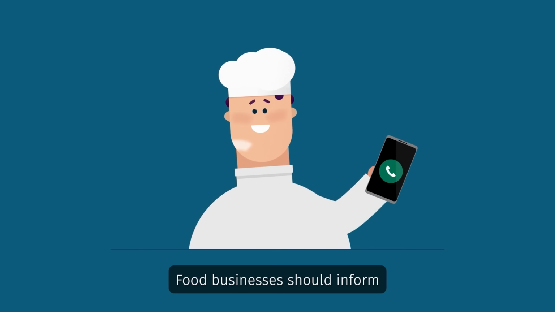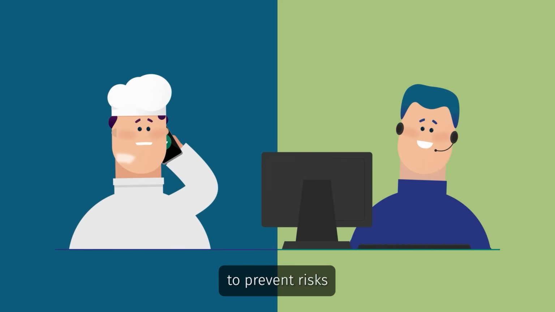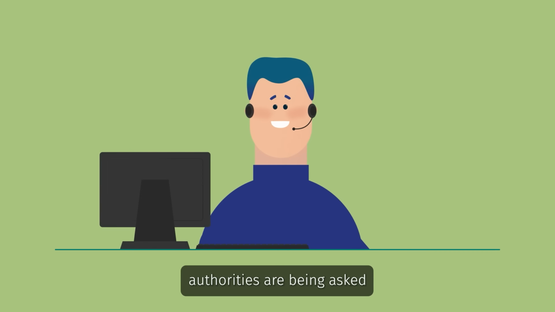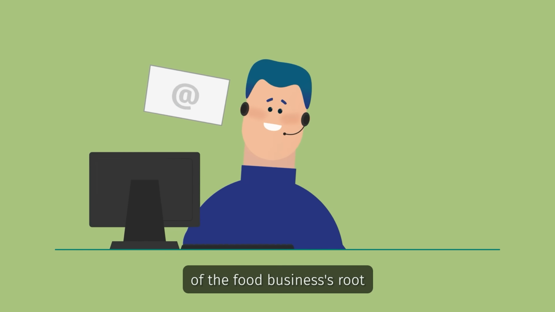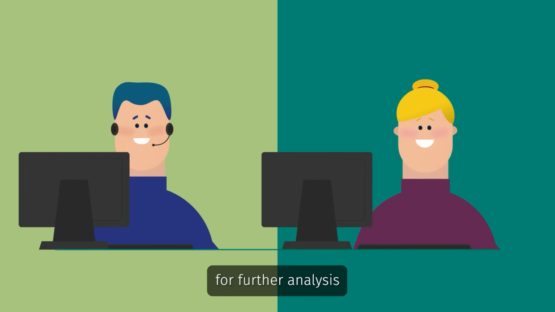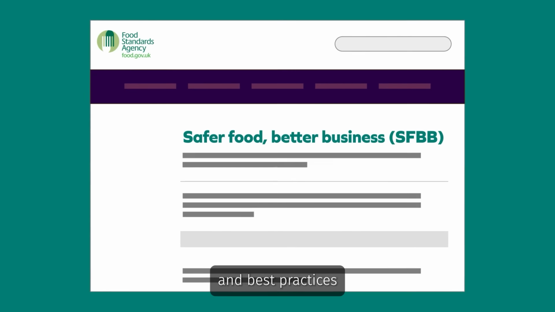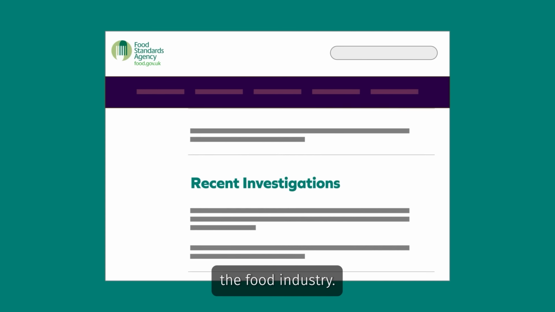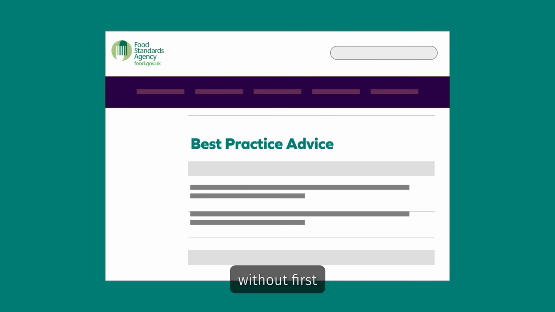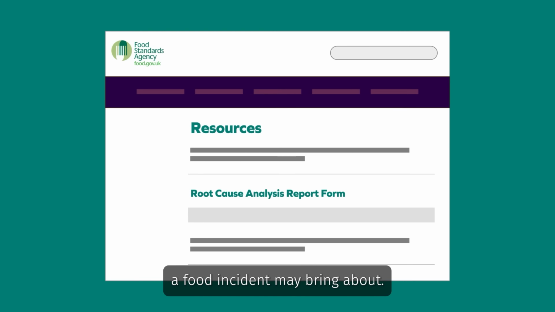Food businesses should inform enforcement authorities of the action taken in the event of a food safety incident to prevent risks to the final customer. Enforcement authorities are being asked to forward the results of the food business's root cause analysis assessment to the Food Standards Agency for further analysis, to enable long-term preventative actions to be identified and best practices to be applied across the food industry. This could help businesses to introduce preventative measures without first having to suffer the financial and reputational damage a food incident may bring about.